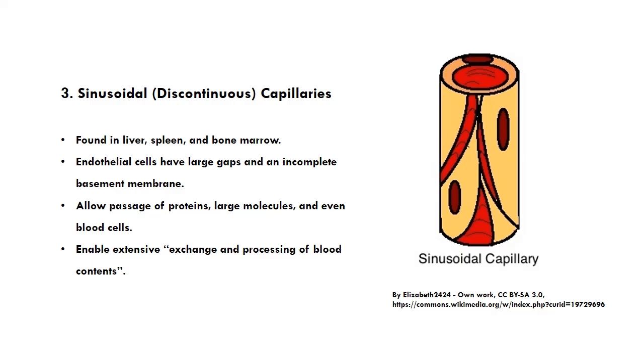So to sum up, continuous capillaries are about tight control, fenestrated capillaries are about quick exchange and sinusoidal capillaries are about big molecule transfer. Together, these specialized capillaries make sure that every organ gets exactly the kind of blood exchange it needs.